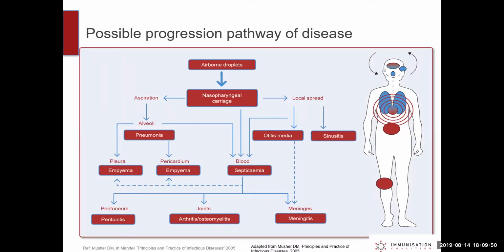So it's a complex disease. We talked about that before we started the presentation. So airborne droplets, we've got nasopharyngeal carriage. We then can develop different pathways, so it's either going to be that non-invasive disease or it's going to be invasive disease. So it's a disease that we need to be aware of when people are presenting with a variety of different symptoms, because it can progress to be invasive quite quickly.